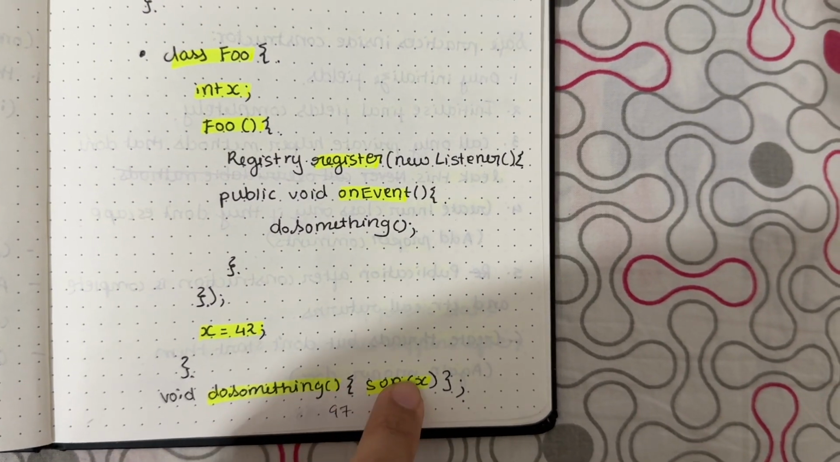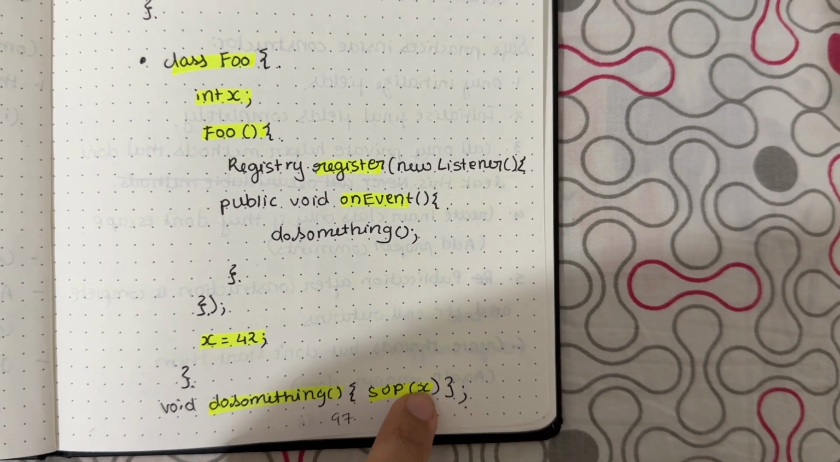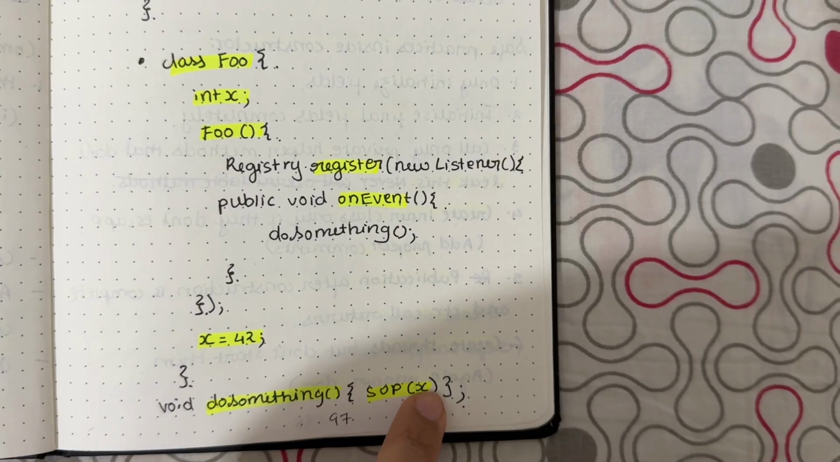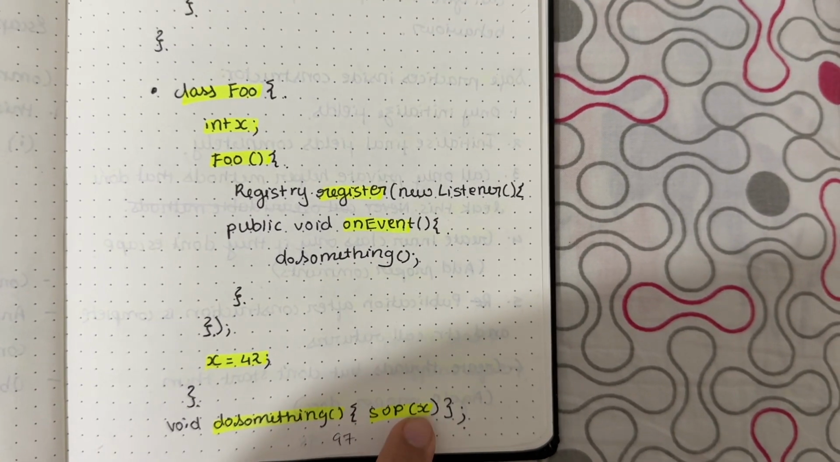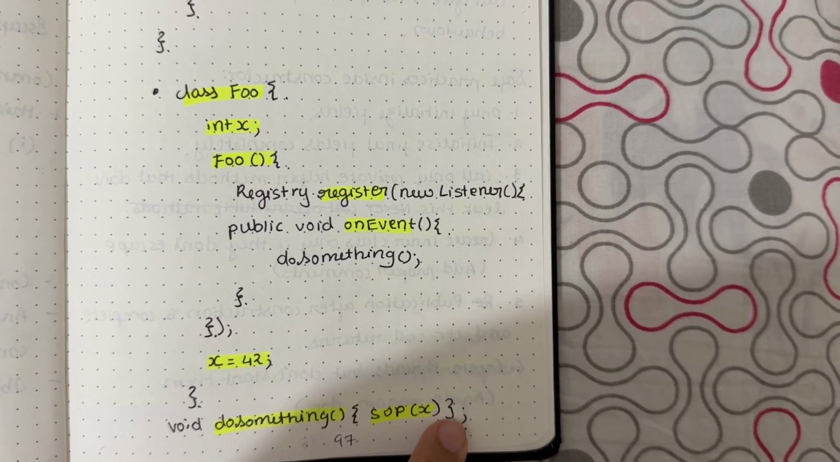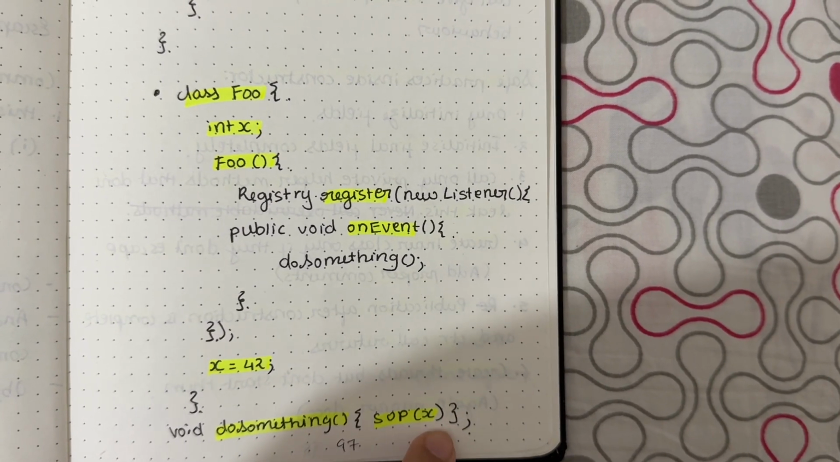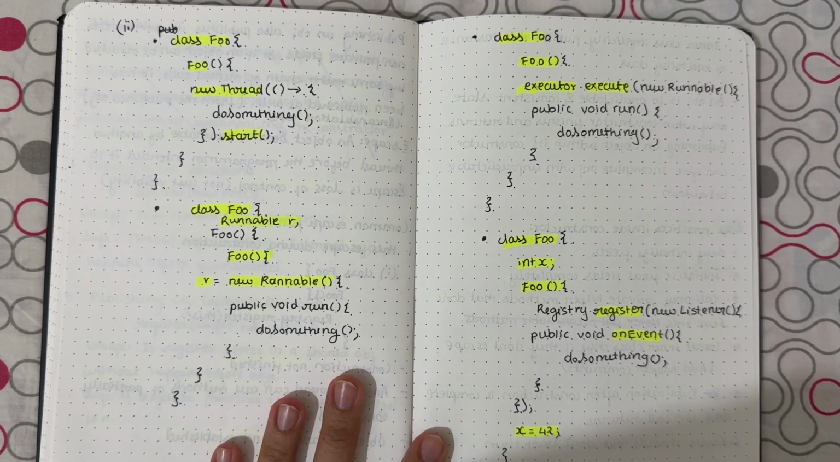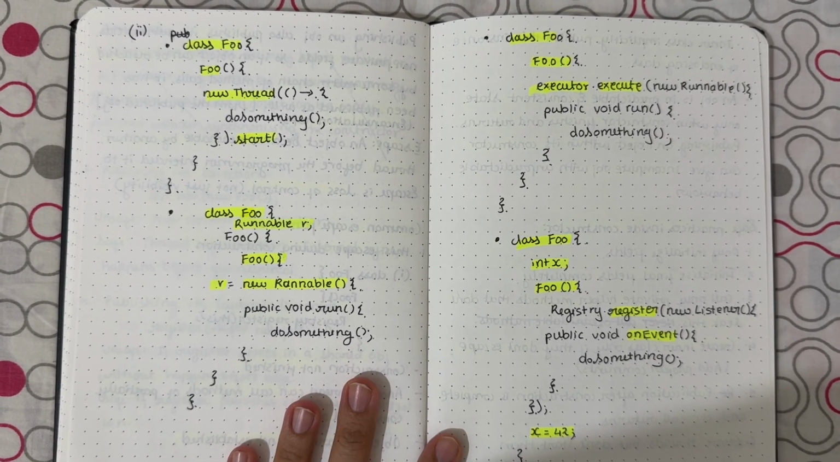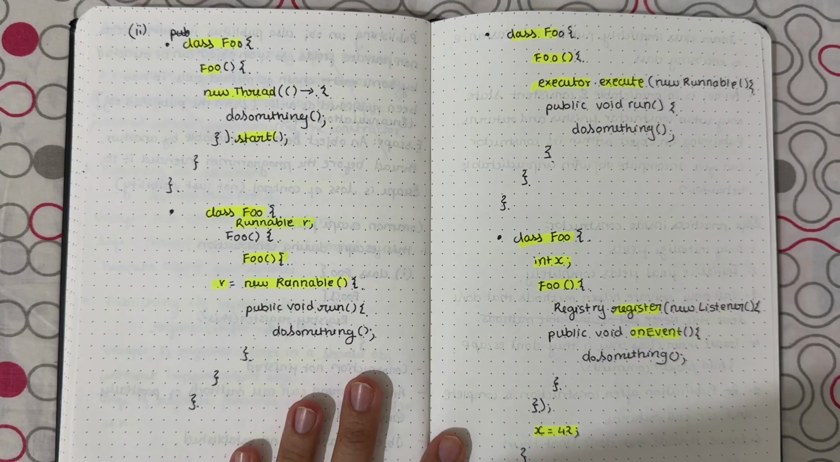doSomething is printing the value of x, which has not necessarily been initialized or visible at this point. So x can print 0 for that thread, which is a problem. So all these examples show us how this can escape with the use of an inner class in a constructor.